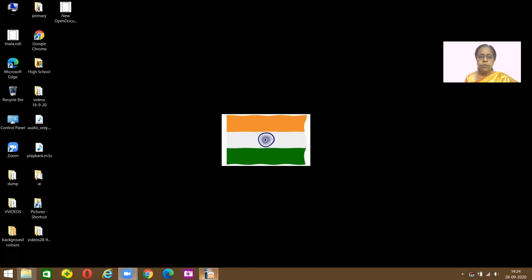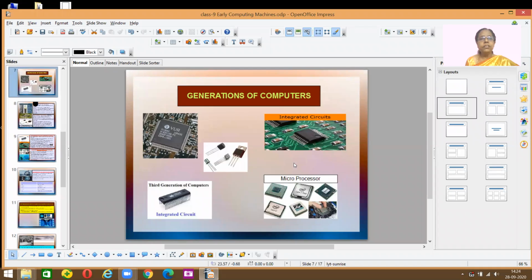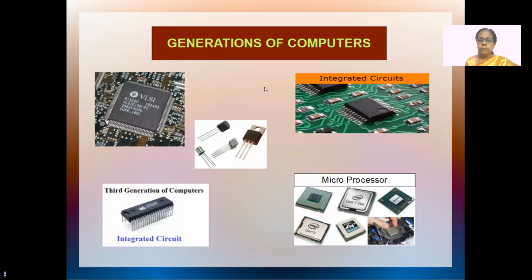We have 5 generations of computers. We'll see what the generations are and what components they used for the working of these computers. Okay, children. You can see all these different things that are used to build a computer. We'll start right away. Here you can see some have given integrated circuit for the third generation, but we don't know which generation uses what. This one is very large integrated circuits.